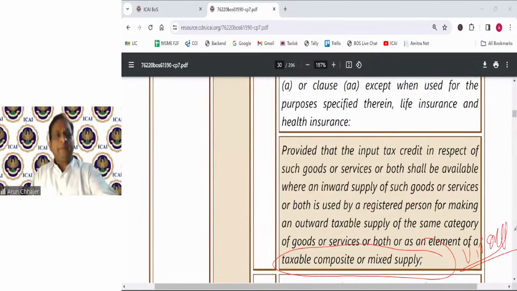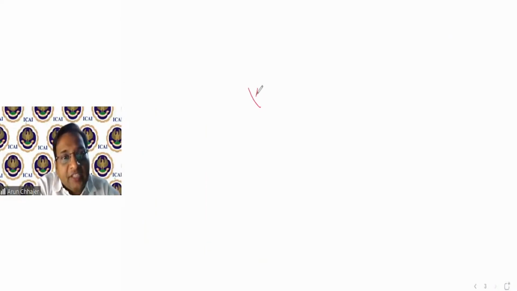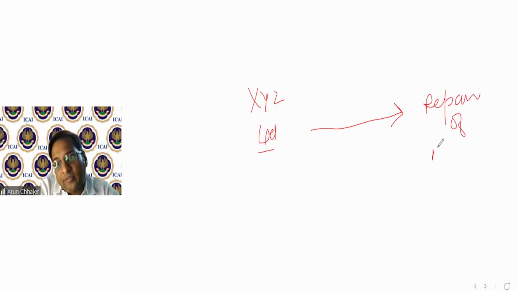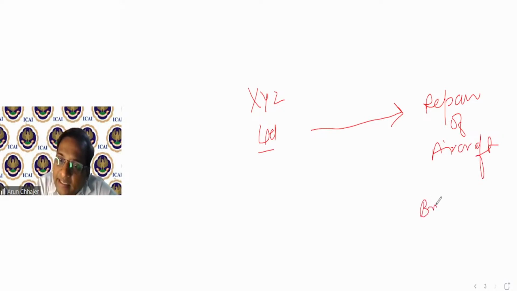Sir, let's say I'm providing repair services to aircraft. I am XYZ Limited. Try to understand this example, you will be able to correlate. I am XYZ Limited, who is providing aircraft repair services, repair of aircraft, aeroplanes. My customer is British Airline.